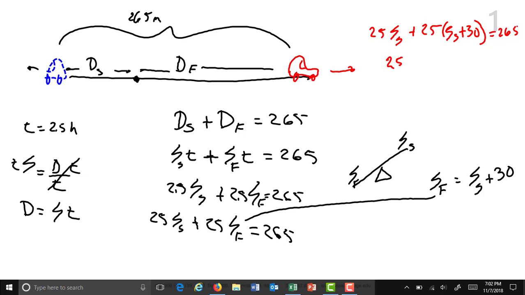So what do I have? 25 speed of the slow, right? And now I have to use this guy here. I should have put this in a different color, but look. So that's going to be another 25 speed of the slow plus, you know what, 750? Does that look right? 25 times 30, that's 75. Yeah, equals, am I forgetting a zero here? I multiplied by 10, right? Okay, I feel better. Equals 2650. 25 times 5 is what? Oh, never mind, sorry. That's my new name.